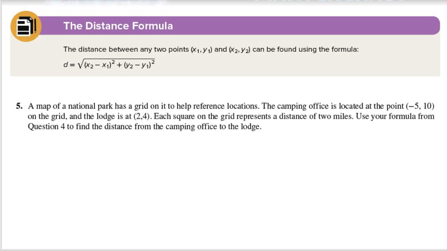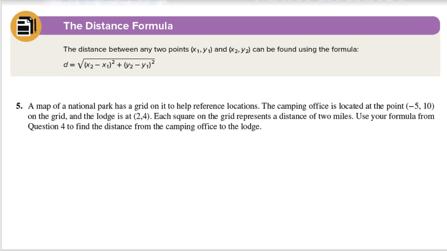Okay, a map of a national park has a grid on it to help reference locations. The camping office is located at the point -5, 10 on the grid, and the lodge is at 2, 4. Each square on the grid represents a distance of 2 miles. Use your formula from question 4 to find the distance from the camping office to the lodge.